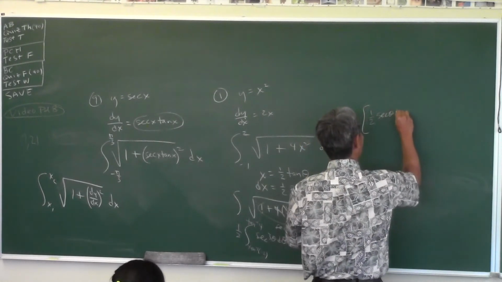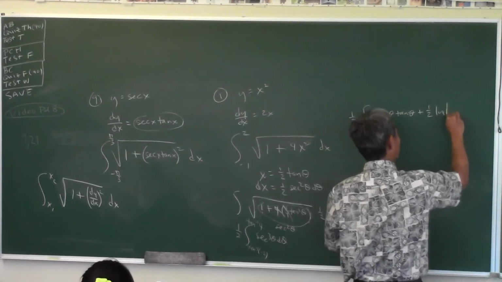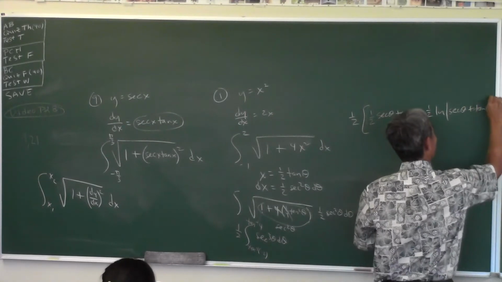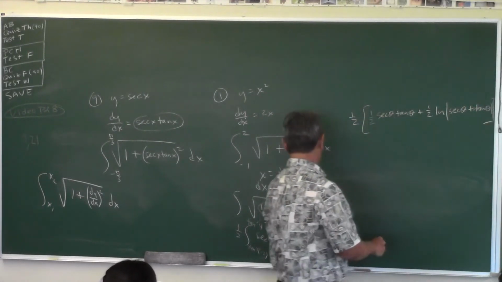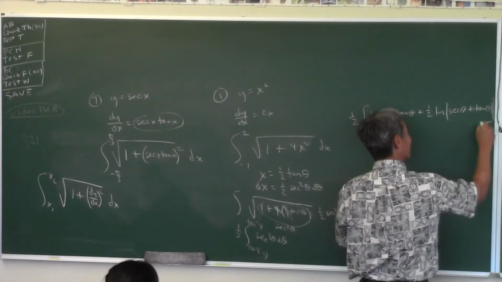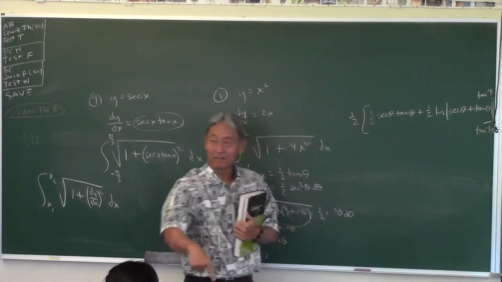It's 1/2 secant theta tangent theta plus 1/2 natural log absolute value of secant theta plus tangent theta. That is the antiderivative, and then you go from tan inverse of -2 to tan inverse 4. I will let you take it from there.